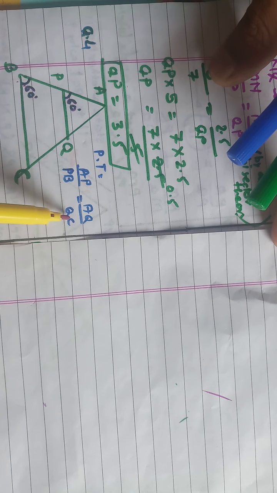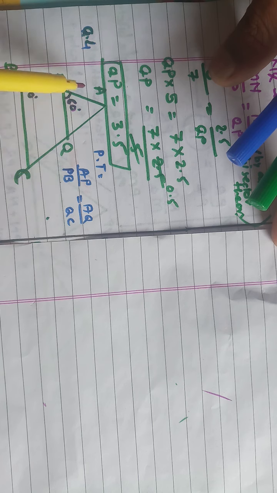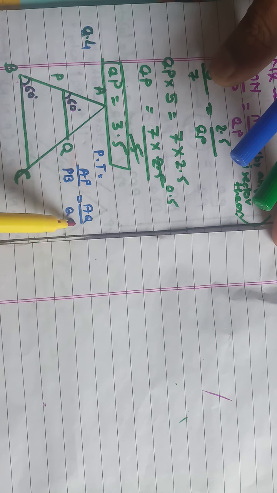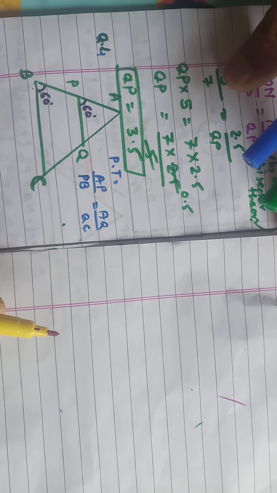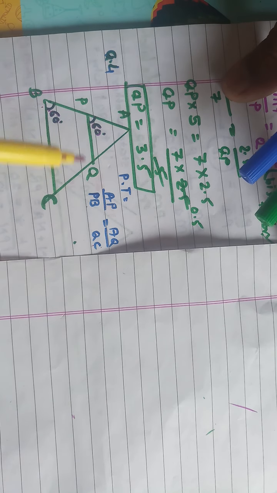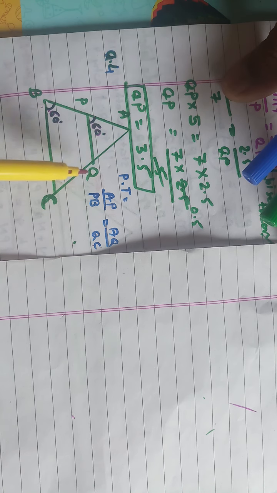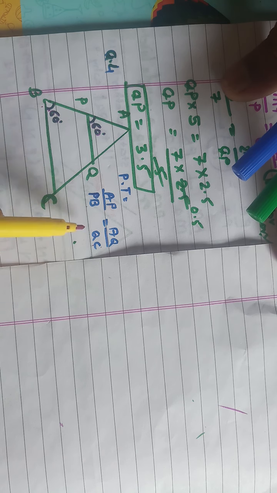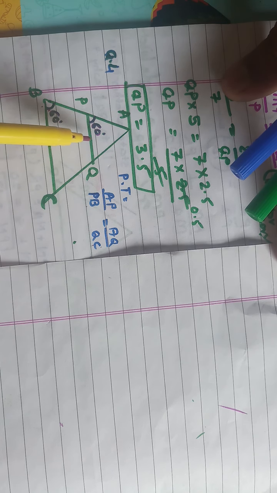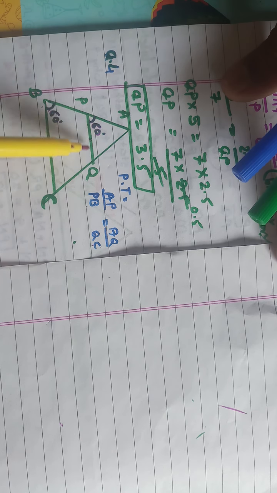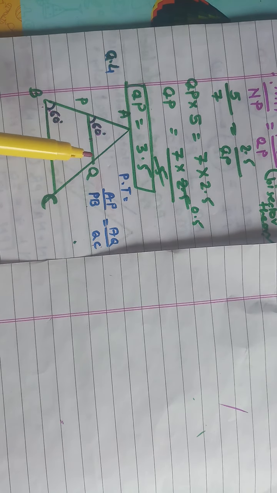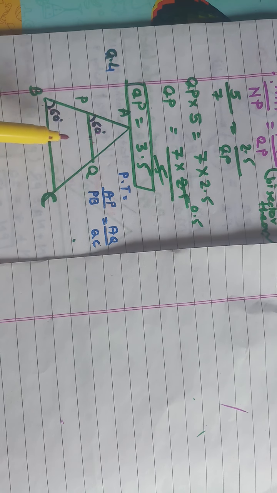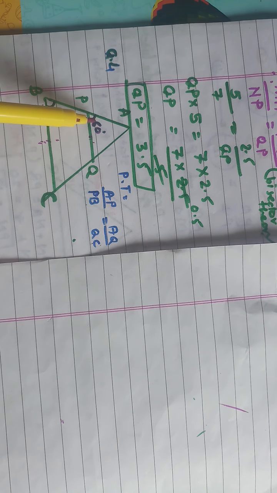Now where is this? All four segments are there in the diagram: AP, PB, AQ, QC. So we have to prove the ratio of these two segments is equal to the ratio of these two segments. These two ratios are equal if these two lines are parallel. So we have to check whether PQ is parallel to BC or not. To check whether these two lines are parallel or not, we have to check the angles given.